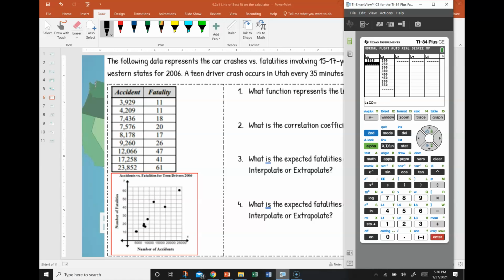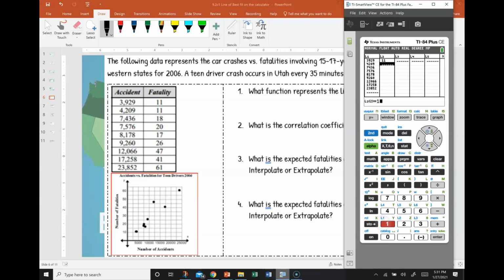3,929, 4,209, 7,436, 7,576, 8,178, 9,260, 12,066, 17,258, and 23,852. Okay, and then on this side, I need to go ahead and clear this data.